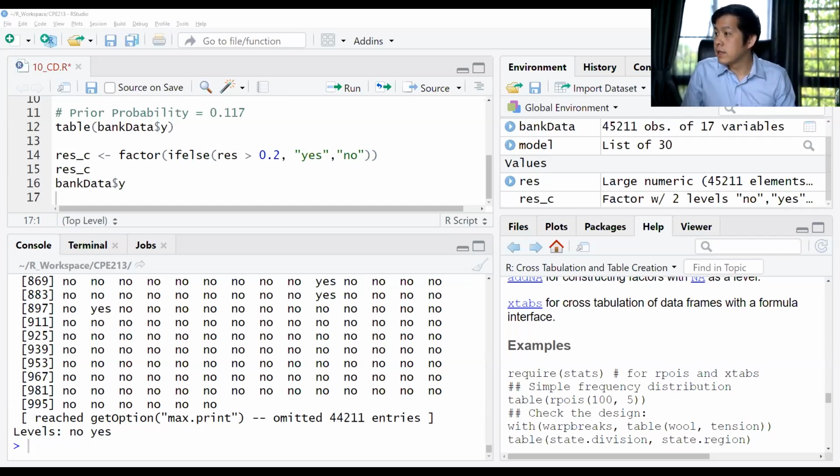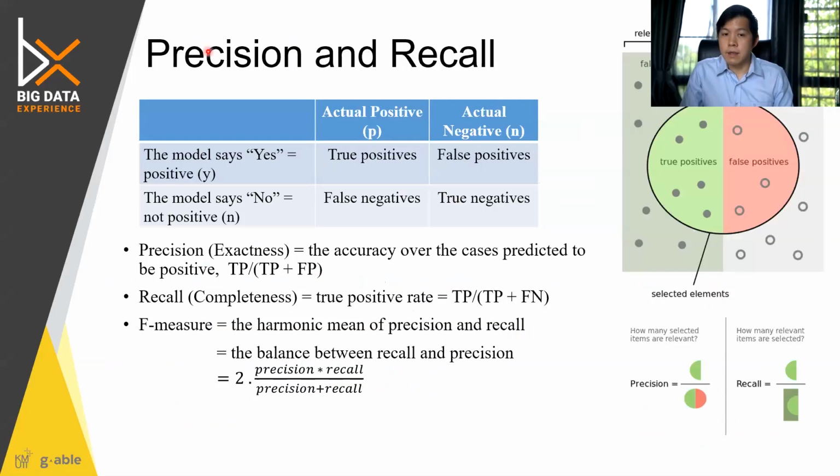Oh, sorry, I need to switch it back here. Right, we need to compare the actual with the prediction, right? And inside the box here would be the number of correct prediction in positive sense, correct prediction in the negative sense, the wrong prediction in the positive sense, and wrong prediction in the negative sense. Right? We call this true positive, true negative, false positive, false negative.